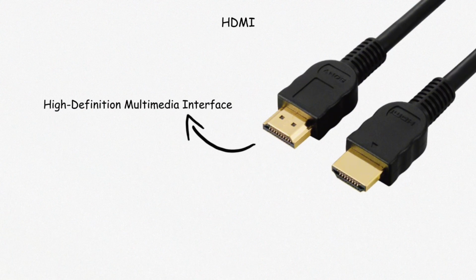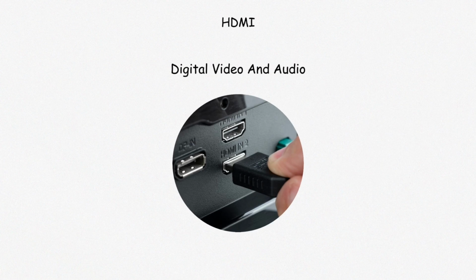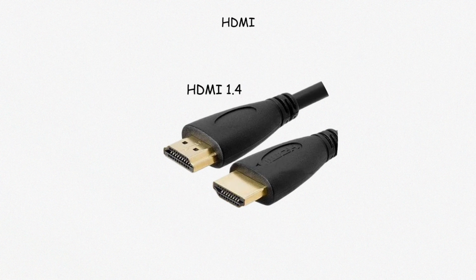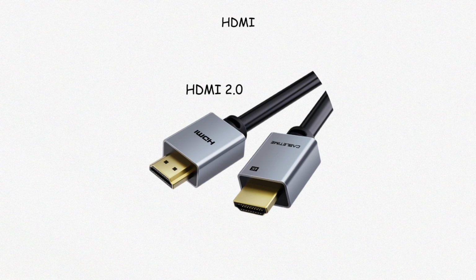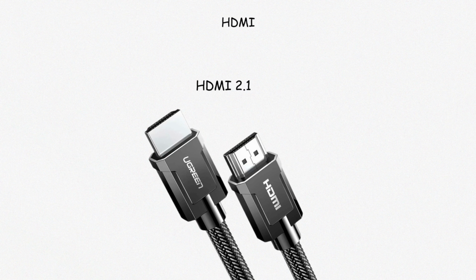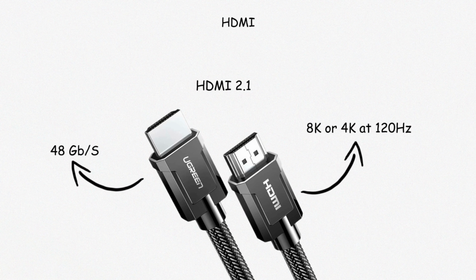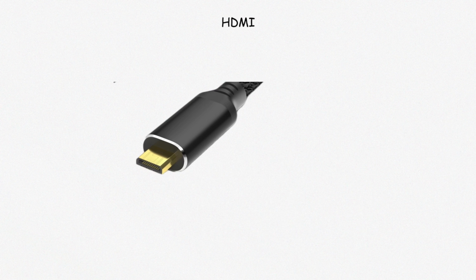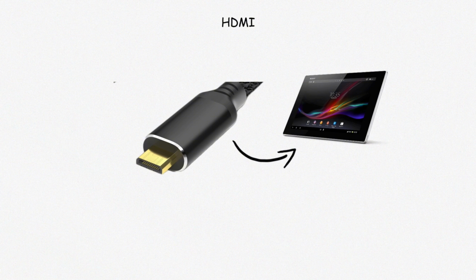HDMI stands for High Definition Multimedia Interface. It sends digital video and audio through one cable. It's used to connect to monitors, TVs, and projectors. HDMI 1.4 supports 4K at 30 Hz. HDMI 2.0 raises that to 4K at 60 Hz. HDMI 2.1 increases bandwidth to 48 gigabits per second, enabling 8K or 4K at 120 Hz. The connector is wide and trapezoid-shaped. Mini and micro HDMI are smaller versions used on tablets and compact devices.